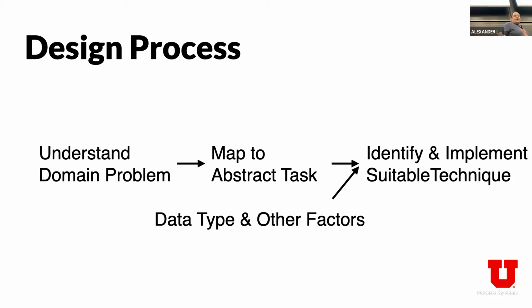Once you understand the domain problem, you map it to abstract tasks. So, I want to find whatever genes indicate that a particular drug works, right? That's not an abstract visualization task. What you want to do is break this down. I want to compare two groups of items that have an average value that is significantly different, or something like this, right? And then you bring in data types and other factors. Basically, what are my data types?